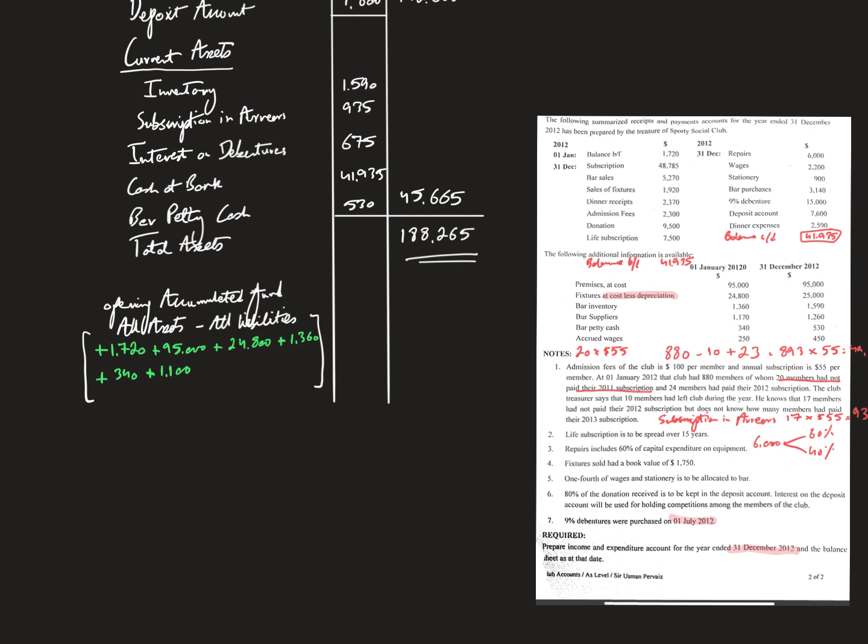Okay, now liabilities. अच्छा जी, liabilities क्या क्या है हमारे पास? सबसे पहले bar suppliers which is 1170. Then accrued wages 250 और subscription in advance opening कितनी आई थी हमारे पास? 24 had paid that 2012 subscription. तो 24 into 55 क्या आया था? 1320. Can you tell me the amount of accumulated fund opening?